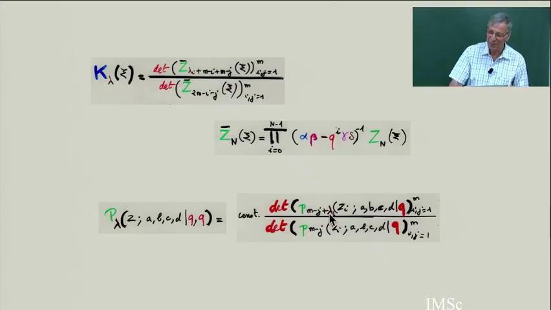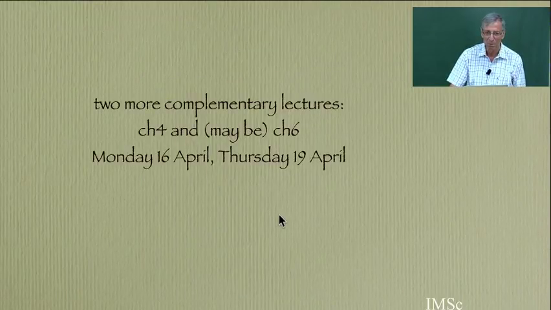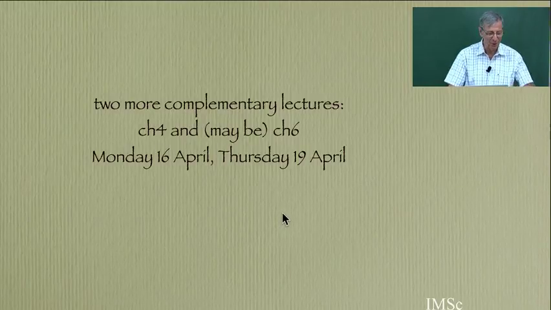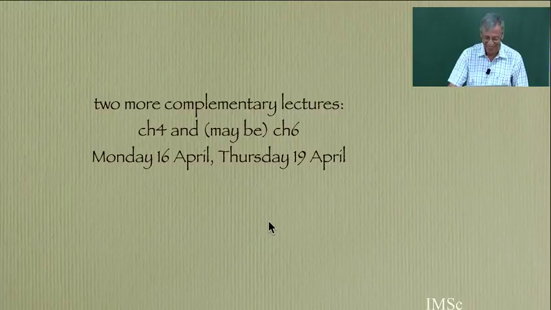So with this, we are in the clouds, and this is the end of the main part of the bijective course. There will be two more complementary lectures on chapter 4. We will go back to Earth with trees, binary trees. Don't be afraid, there will be no such terrible formula for a combinatorist.